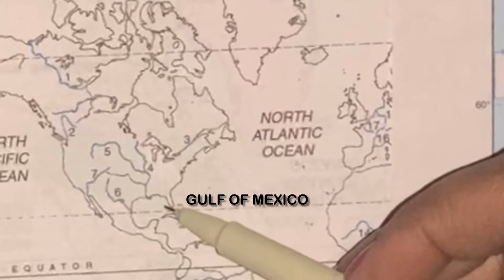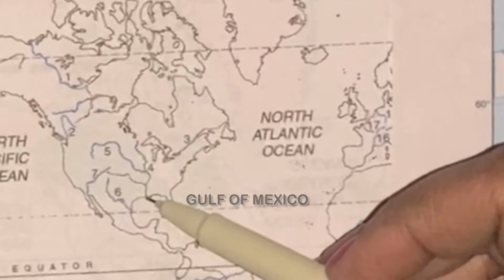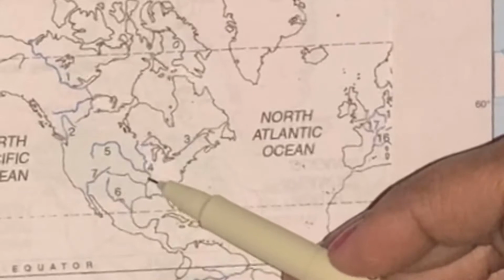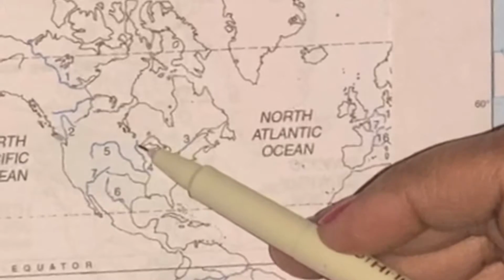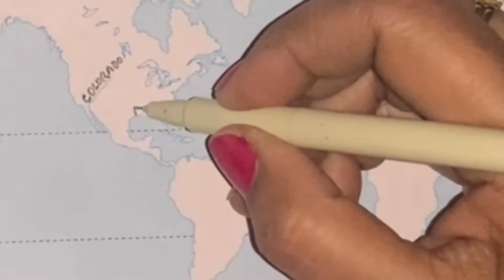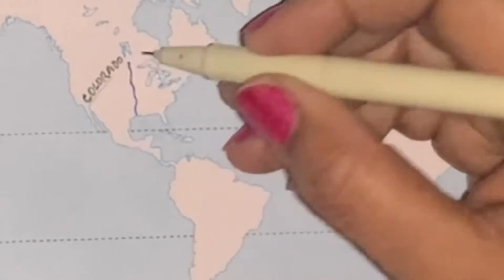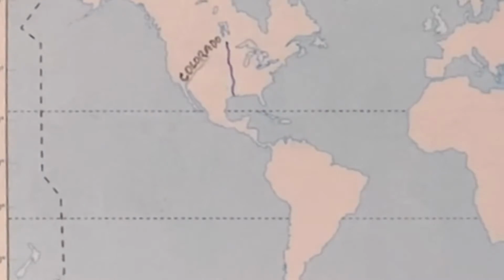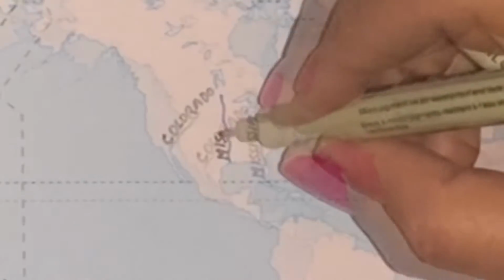Remember this design? This is our Gulf of Mexico. From here, this blue line is moving towards north. You will also draw a blue line from Gulf of Mexico going towards north and write the name Mississippi.